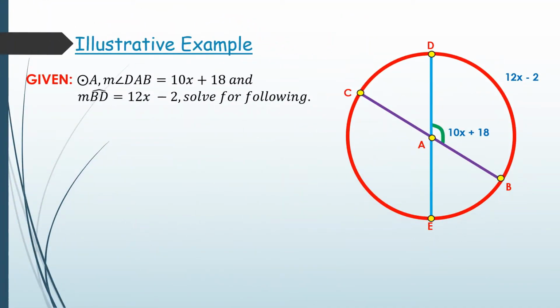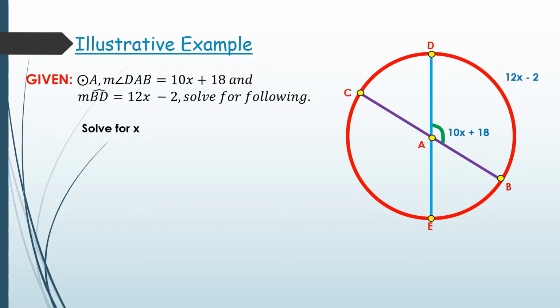Okay, so let's have another one. Given circle A with measure of angle DAB equals 10x plus 18 and measure of arc BD equals 12x minus 2, solve for the following. First, let's solve for x. Since the given measures have the x variable, if you want to solve for the measure of your angle and intercepted arc, you have to solve for the value of x first. And to do that, we need to have an equation.